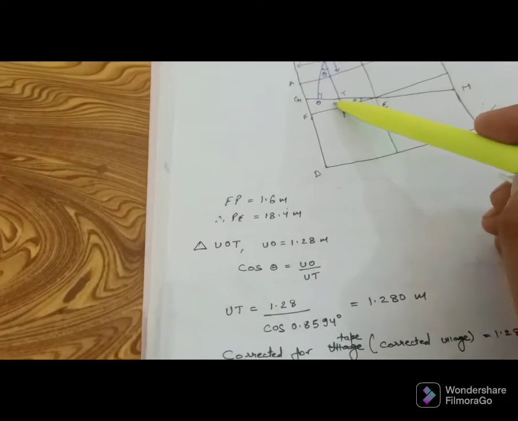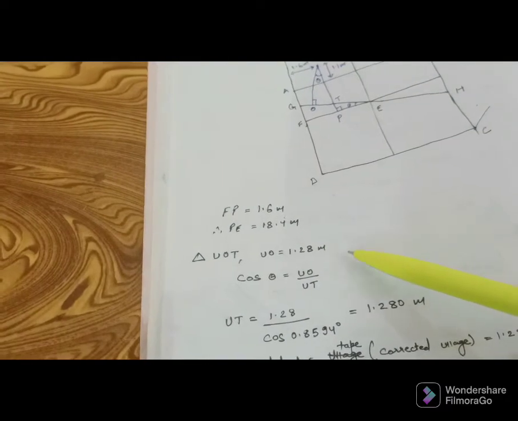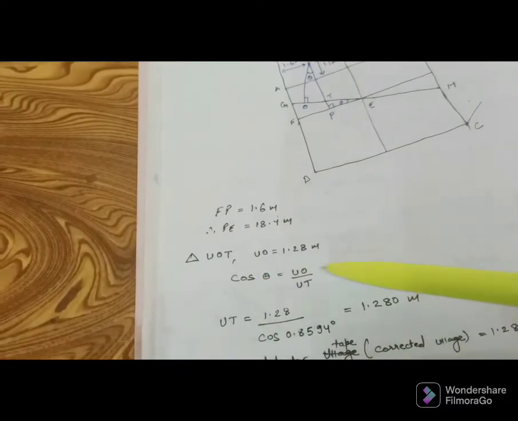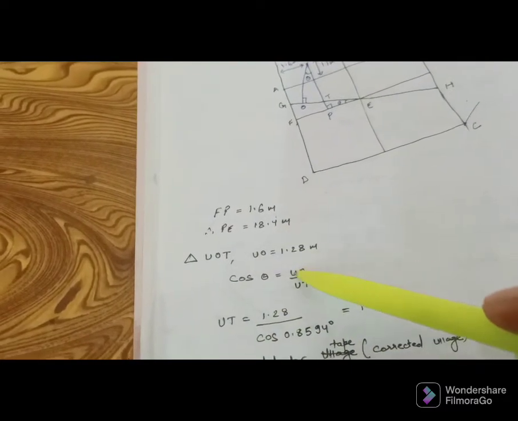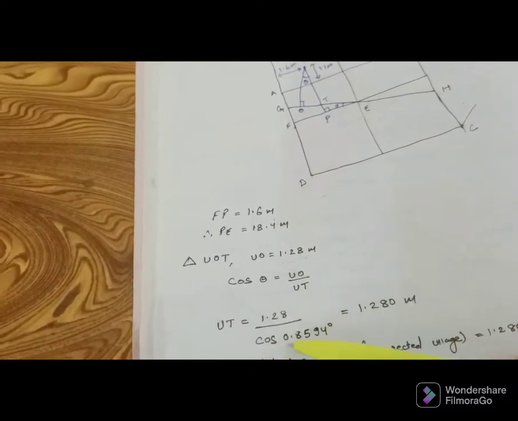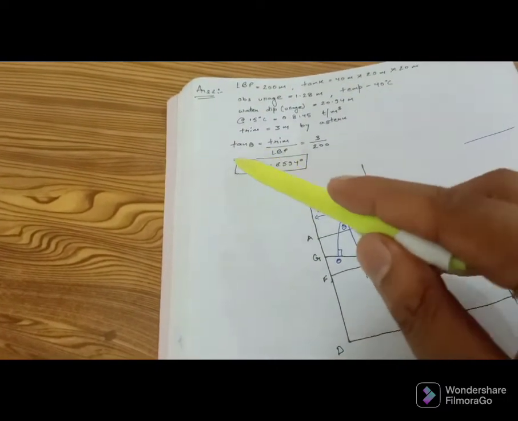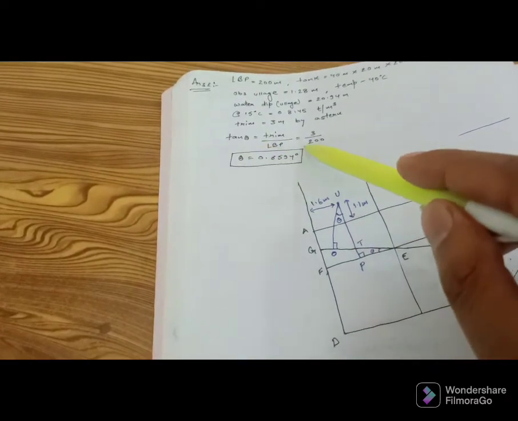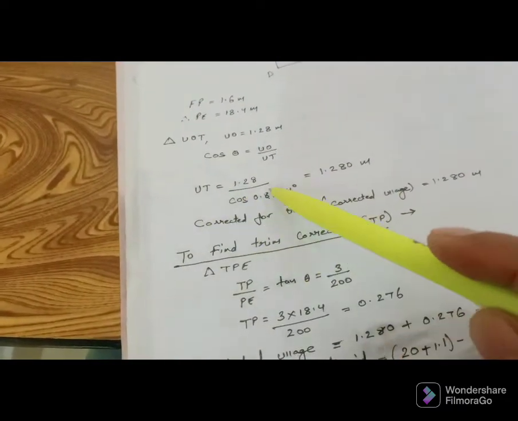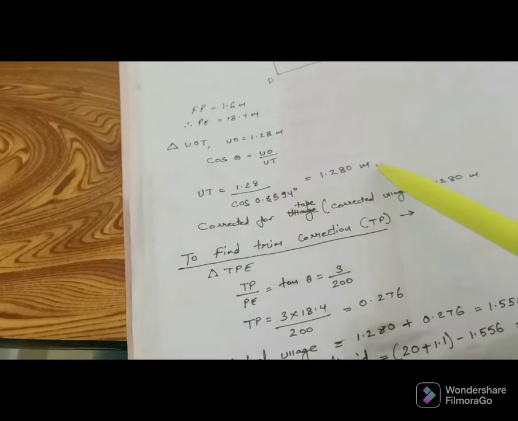Okay, so you need to calculate UT. You have calculated UT is equal to UO upon cos theta, because you have just transferred cos theta over here. You already know UO is 1.28, because this is the sounding by sounding tape, and the cos theta value you have taken from here, because you have already derived theta from tan theta is equal to trim upon LBP. So you know the value of theta, and you have applied this value as well. So you have calculated UT, and UT has come this much.